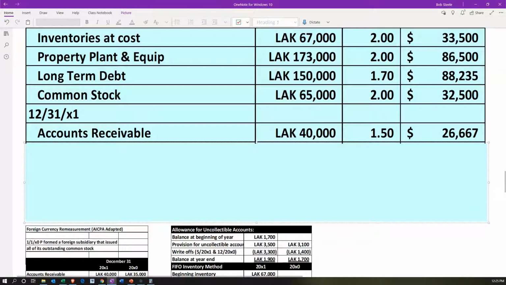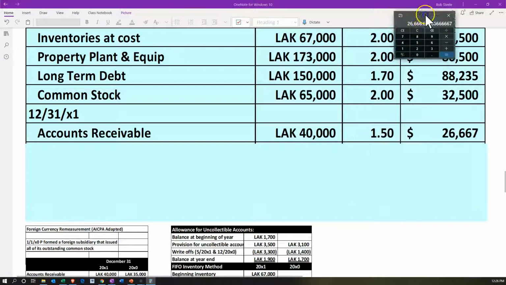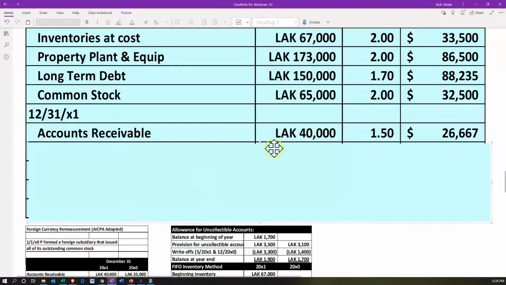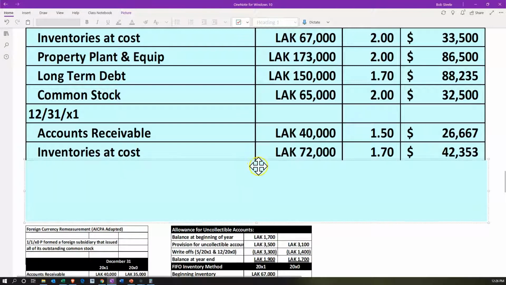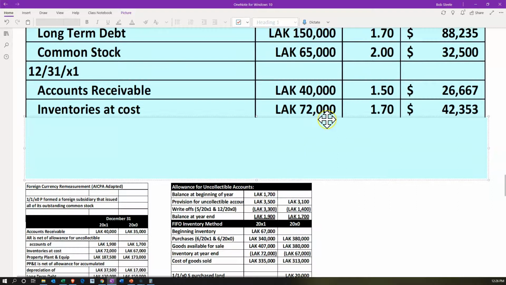So we've got the 1.5. We do the calculation again. Calculator, 40,000 divided by 1.5 gives us 26,667 rounded. Okay, and then bringing this on down, we got the inventories. So if we're going to pull over the inventories, 72,000, so 72,000 here.